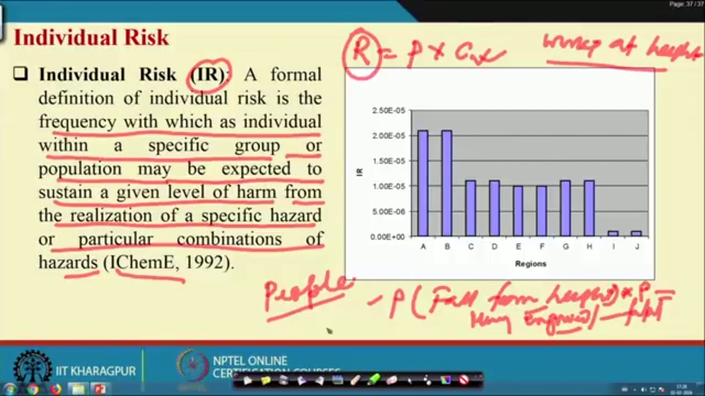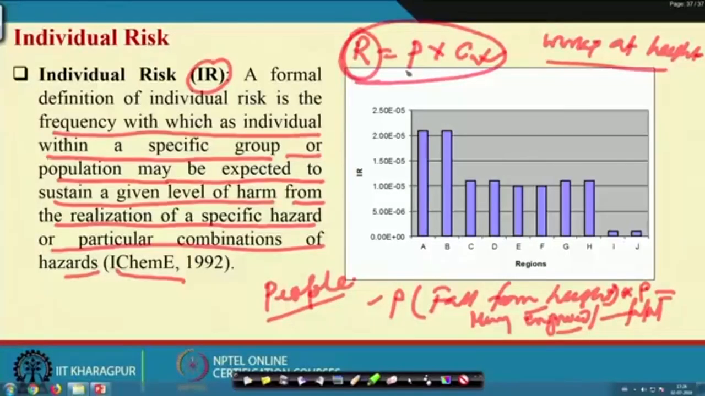Okay. So, there can be electrocution. So, what is the probability that he will get into touch of electricity, and then what will happen? Those two combined will give you individual risk. This is related to people.